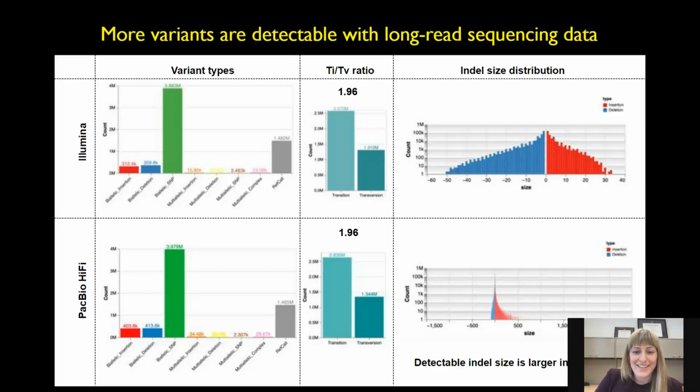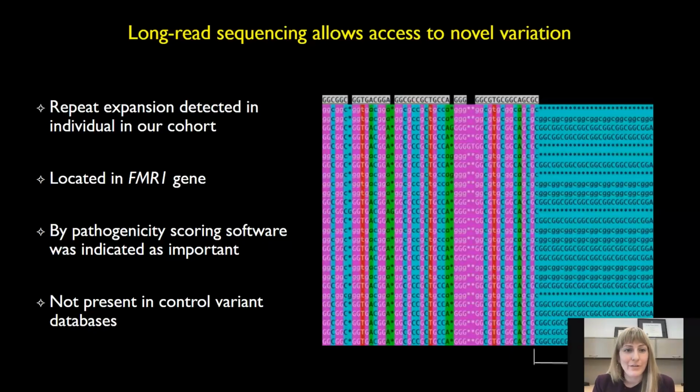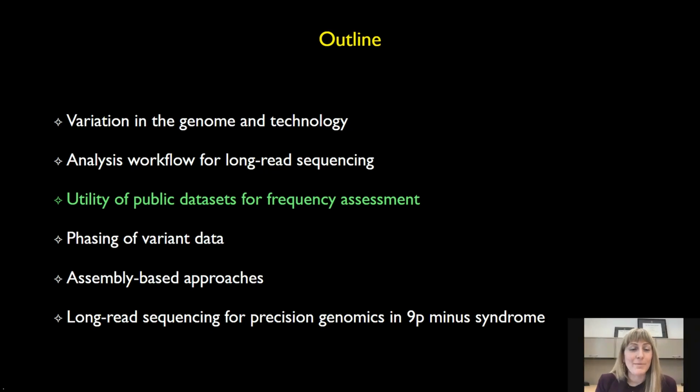And the first individual that we sequenced and looked at, we saw there was this novel variation. So there's a repeat expansion detected in this individual, and that's shown with the little box on the bottom right of this T-view plot. This individual has autism, and this repeat expansion happens in the 5' UTR of the FMR1 gene. Now, by a pathogenicity scoring software, this was indicated as an important variant, and it was not present in control variant databases. So we were quite excited. However, being a human geneticist, I was a bit skeptical because that variation does not look like what you would normally see for an expansion in someone with Fragile X syndrome, for example. It looks too short.